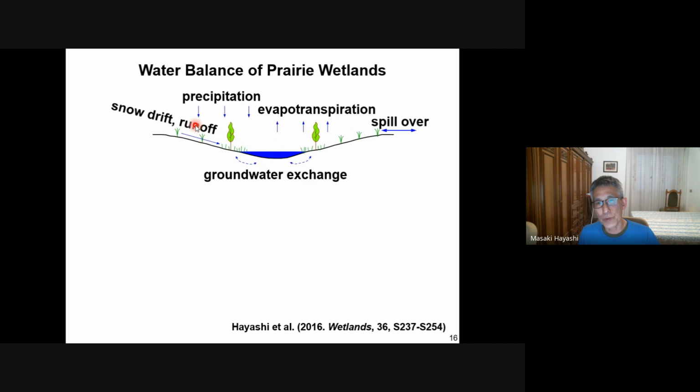And sometimes when you have a lot of runoff, there's a spillover of water across the hump into the next depression. And then there's this invisible groundwater exchange. That turns out to have an important role in the water balance of prairie wetlands.